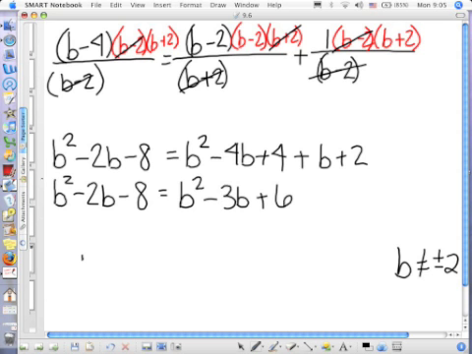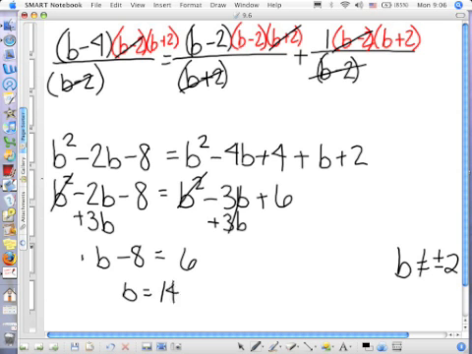Okay, all I've done here is put the like terms together. Now, because there's a b squared term, this looks like a quadratic equation. But when I subtract b squared from both sides, what happens to it? It cancels. Subtract b squared from both sides, it gets rid of both of them. So this is just a regular old equation where I've got to get b's on one side and everything else on the other side. So I'm going to add 3b to both sides. It gives me b minus 8 is equal to 6. Then I'm going to add 8.